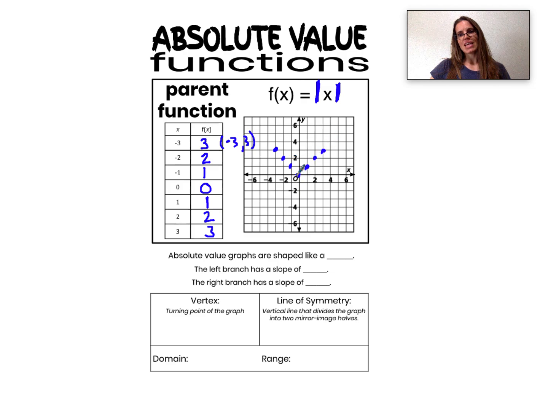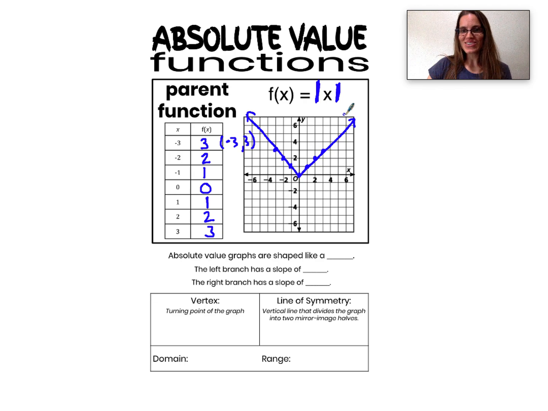Now I have 7 ordered pairs plotted on my graph, and from this I can connect those points with straight lines and arrows to see the graph of my function. This is called the right branch of my absolute value parent function. And this, wish me luck, is my left branch. That was pretty good. I should have connected those ordered pairs with a straight line.